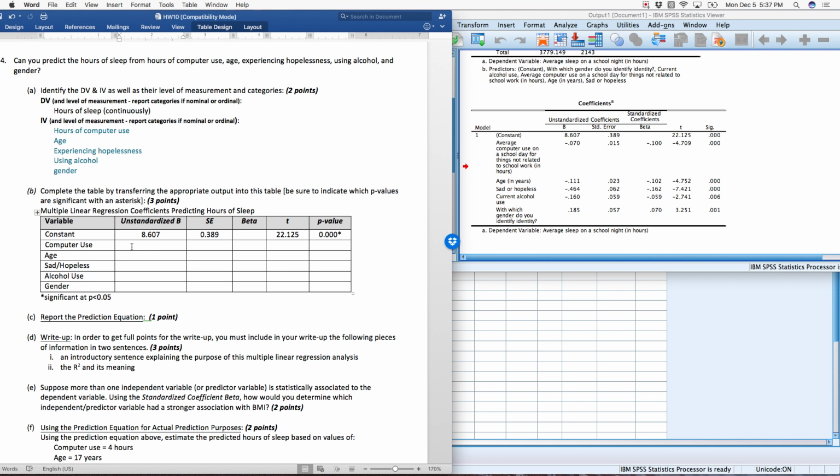And then we keep going, so then we put the B of negative 0.070, 0.015, negative 0.100, T of negative 4.709, oops, not 44, and then a p-value of 0.000, and so on for the rest of them. I'm not going to pronounce them as I write them, otherwise I'll get really confused. So just keep filling in the table from that output.